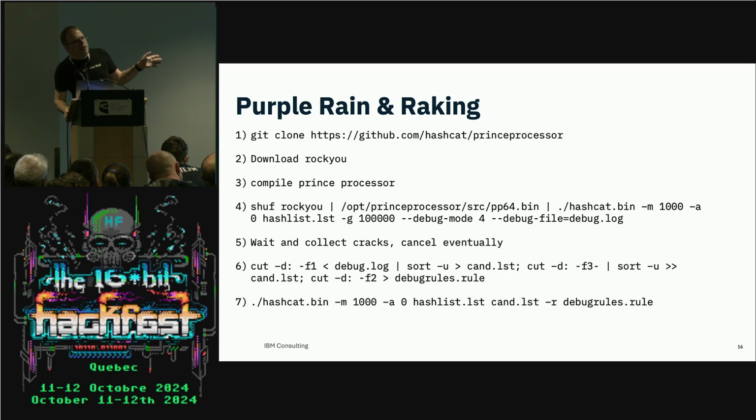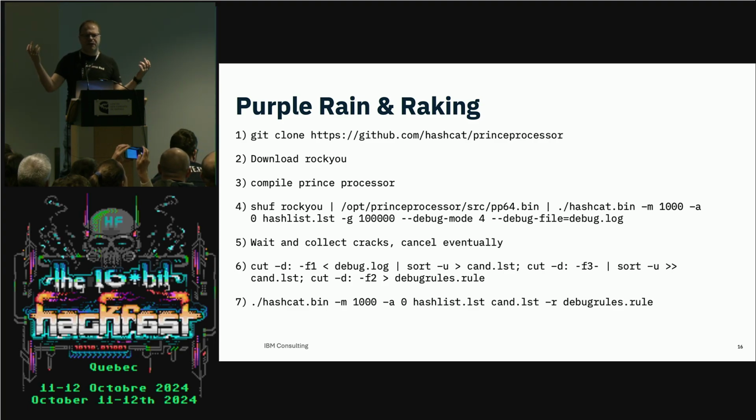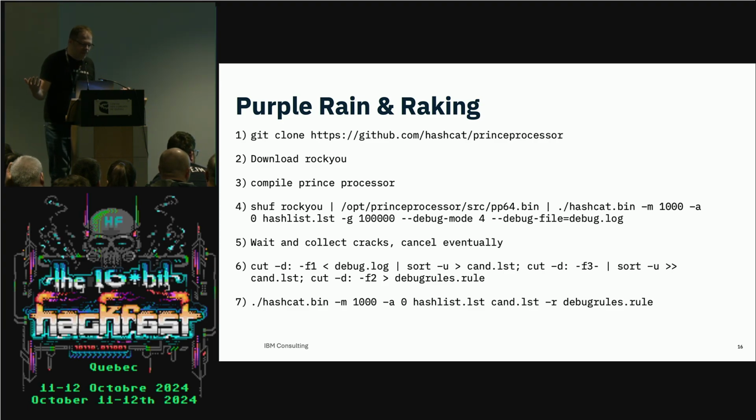Another technique that's beautiful, there's a tool called Prince, probability chain, infinite, whatever. It's a tool that takes a word list and outputs more possible candidates. So what you do is you download RockYou. Everyone knows where to find the rockyou.txt. If you don't, it was a leak from, let's call it 10 years ago, that had a whole bunch of candidate passwords. Then you go to compile the Prince processor.